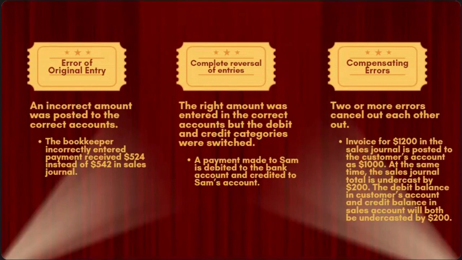Next are compensating errors. It happens when two or more errors cancel each other out. For example, an invoice for $1,200 in the sales journal is posted to the customer's account as $1,000. At the same time, the sales journal is undercast by $200. The debit balance in the customer's account and the credit balance in the sales account will then both be understated by $200.